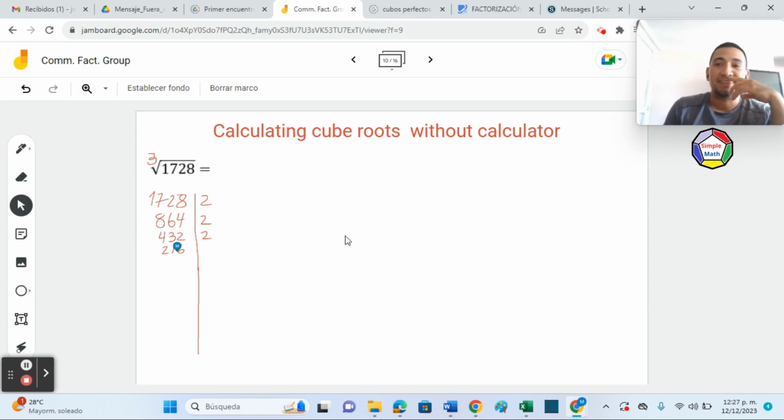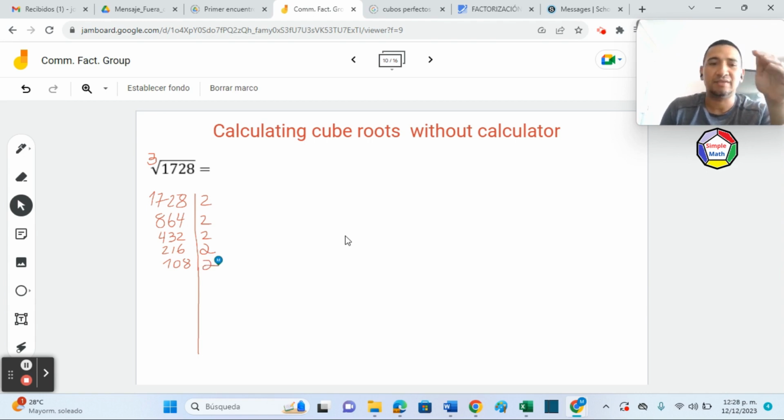And then 216 is also divisible by 2. So we write a number 2 here and we do the division. How much is 216 divided by 2? The answer is 108. 108 is divisible by 2. If you do the division, you will get 54. So we write a number 2 here. That number 2 means that 108 is divisible by 2. Then we do the division and we write the answer below. 108 divided by 2 is 54.